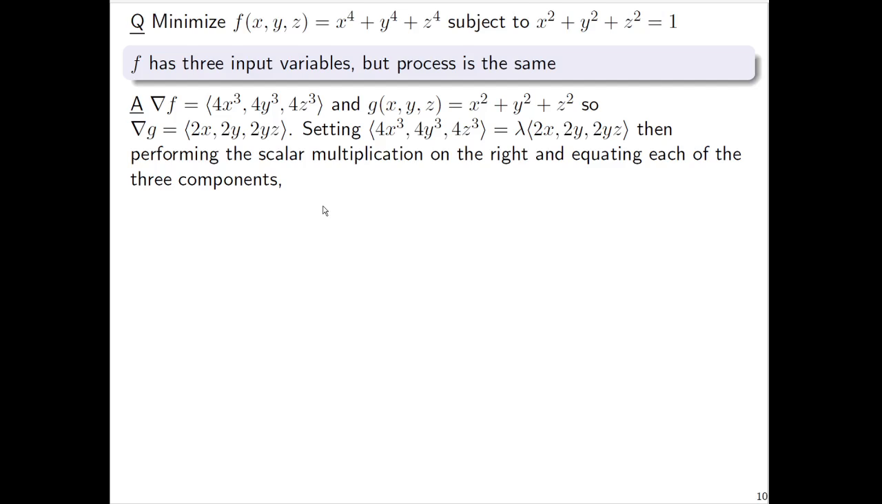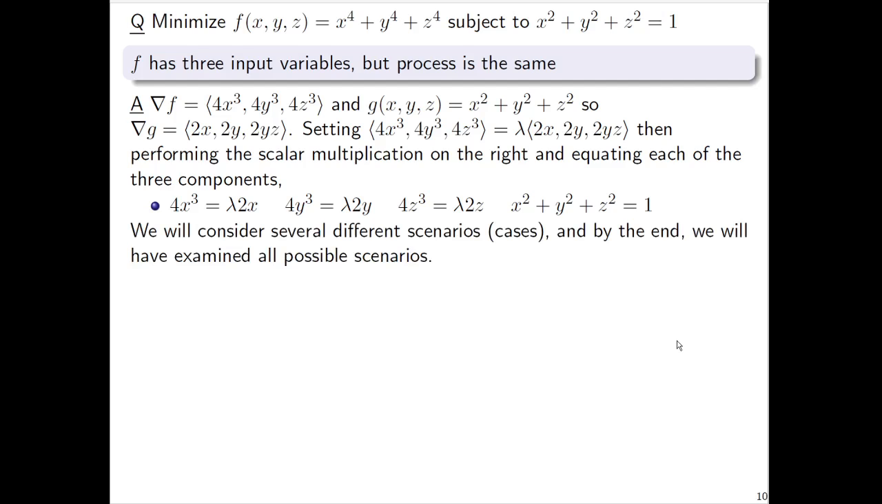So we'll set the gradient of f equal to lambda times the gradient of g and set components equal. So we get a lot of equations that look really similar. 4x cubed equals lambda 2x, and then basically the same equation using y's instead of x's, and then the same equation using z's, and we still have the constraint, x squared plus y squared plus z squared equals 1. So there are 4 equations here. There's a lot to deal with. There are lots of different scenarios, or you might call them cases, and by the end we will have examined all the possibilities. So first, let's consider when x, y, and z are all not 0.